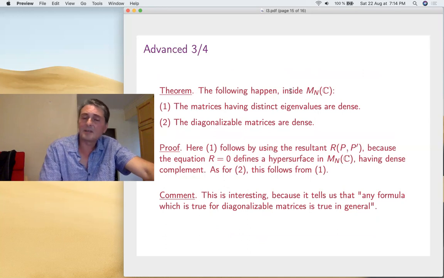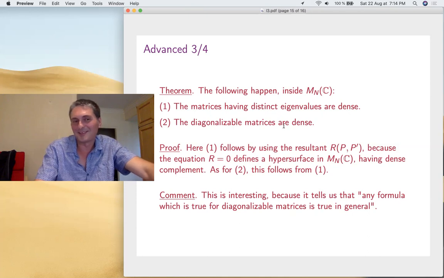Now, more advanced stuff, this is always good to know. The matrices having distinct eigenvalues are dense. In particular, the diagonalizable matrices are dense. That's a bit tricky, using the resultant of polynomials. I mean, R equals 0 is a hypersurface, and so it has a dense complement. Well, this is very interesting because any formula which is true for diagonalizable matrices must be true in general somehow. So this is very good to know.